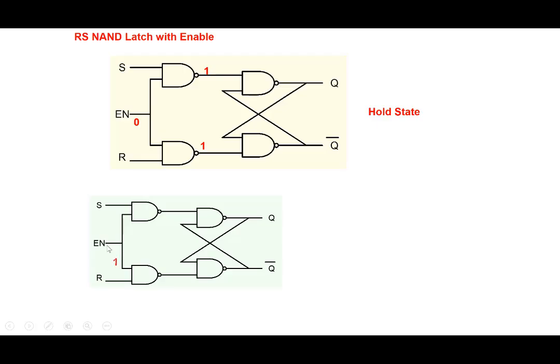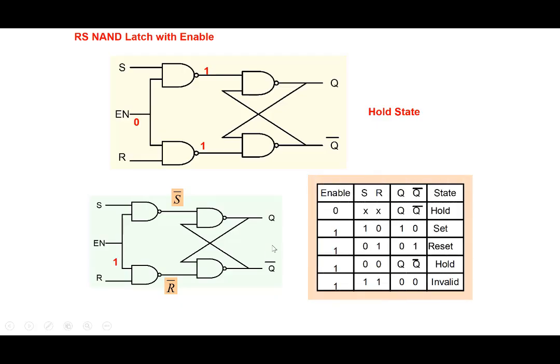The moment you put enable equal to 1, now the S will go through. So note that we said that once you put one input of the NAND gate as 1, then the NAND gate acts as an inverter. So S becomes S bar here, R becomes R bar here. So the moment you put enable equal to 1, we get S bar and R bar, and the NAND latch works in the manner that we discussed here.